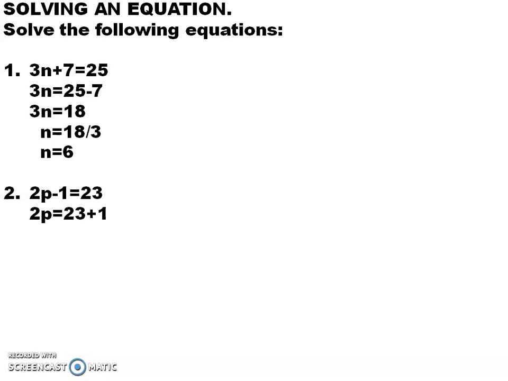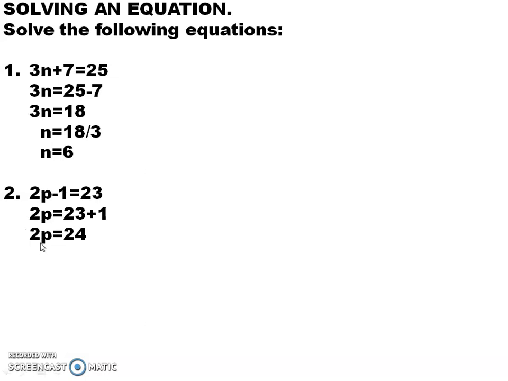addition. Subtraction becomes addition. So 2p equal to 23 plus 1. This minus 1, when it went to the other side, it became plus 1. What is 23 plus 1? 2p equal to 24. Now which is the operation here?